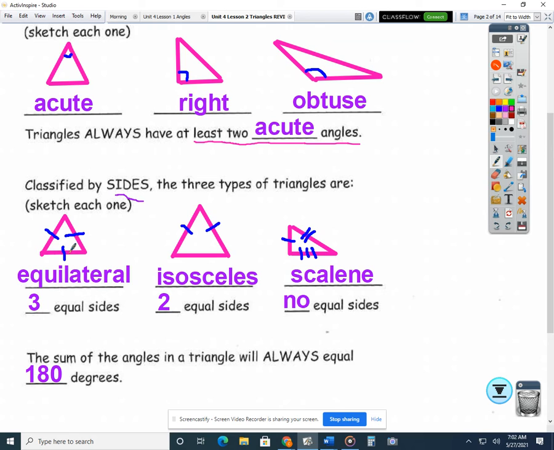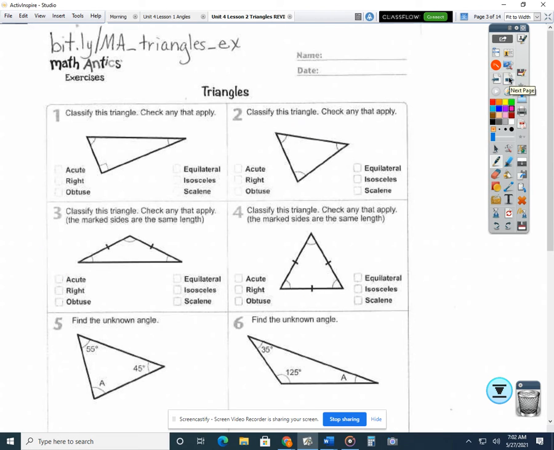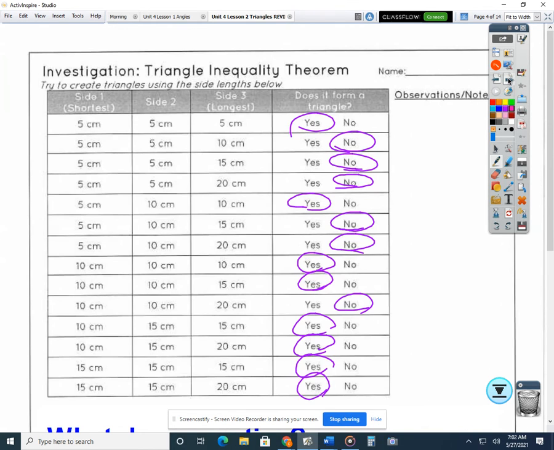And our final item we need to remember about our triangles is that the sum of the angles, that means if you add up all of your angles in your triangle, they should always equal 180 degrees. We also had our exercises that we worked along with Rob from our Math Antics video, where he went over each of these items again. And then we did an investigation here on page 89.